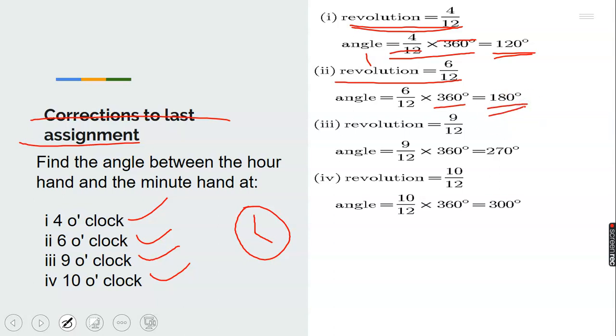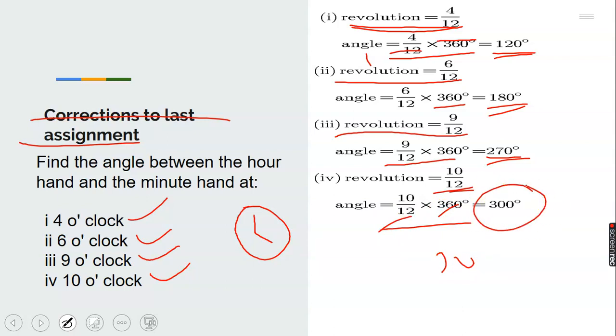The same thing at 9 o'clock, the revolution is 9 over 12. Then you convert it to angle by multiplying it again with 360. You have 270 degrees. At 10 o'clock, the revolution is 10 over 12. Then 10 over 12 times 360 degrees. That is 12 into 12 is 1, 12 into 360 is 30. 10 times 30, you have 300 degrees. That is the solution to the last assignment.